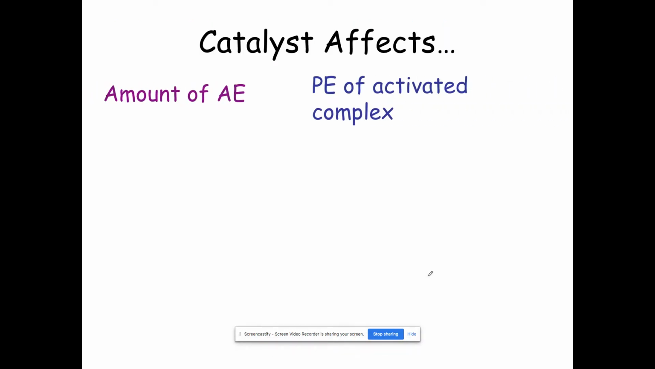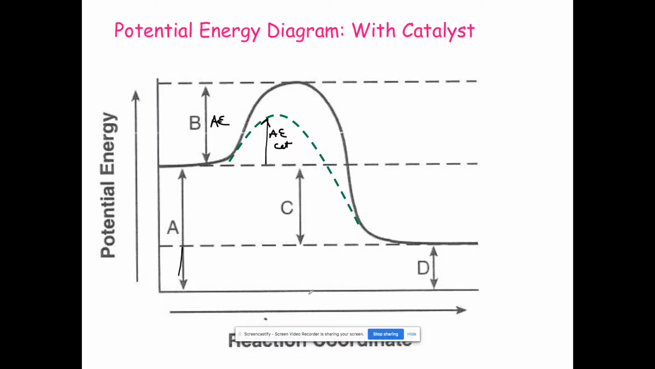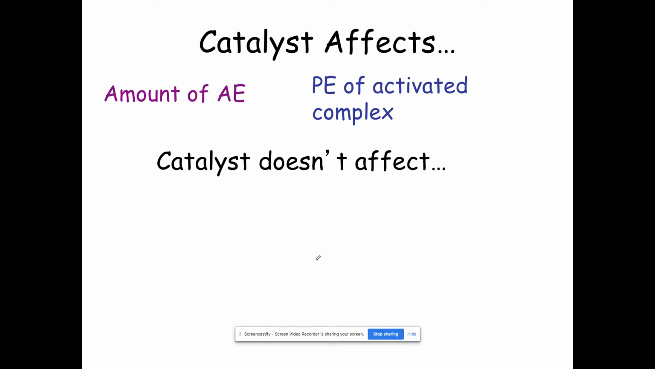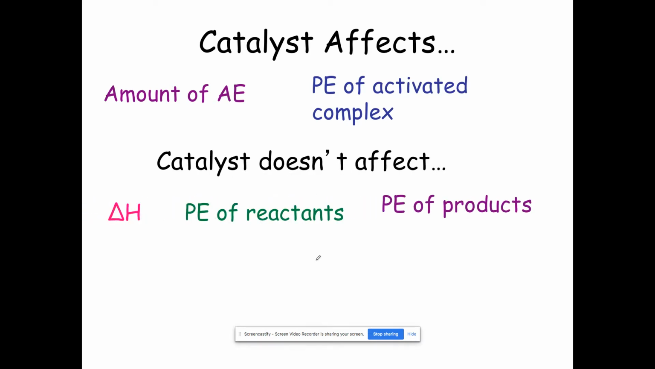It would change the activated complex, which is not even included. That's the bottom to the top, because now it would be bottom to the top of that. It won't affect all those other things. It won't affect your difference. It won't affect the PE of reactants and the products. So again, a catalyst will increase the rate of reaction.